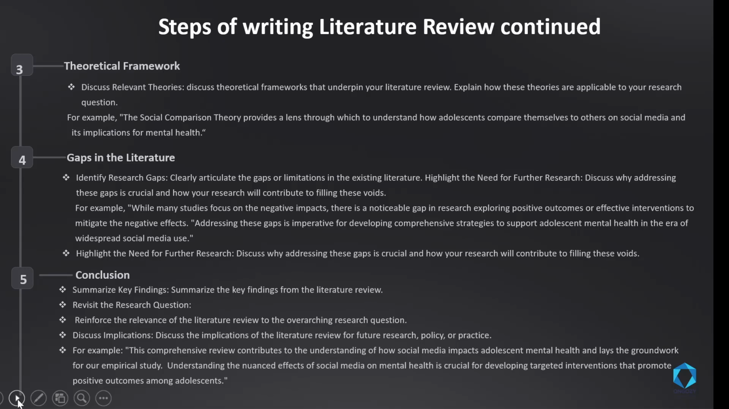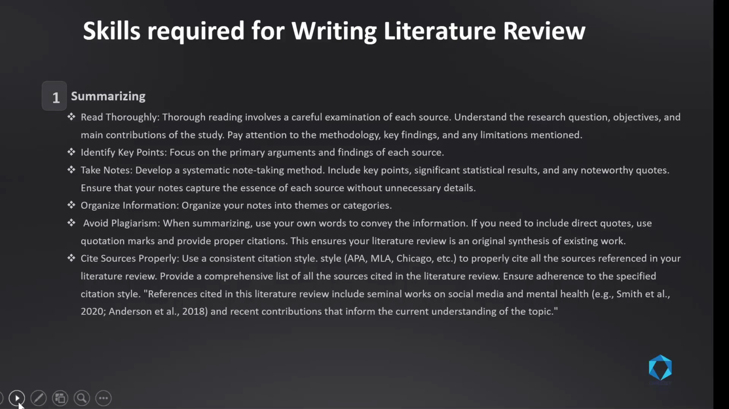For example, you can say, this comprehensive review contributes to the understanding of how social media impacts adolescent mental health and lays the groundwork for empirical study. Understanding the nuanced effects of social media on mental health is crucial for developing targeted interventions that promote positive outcomes among adolescents. You need to develop 3 skills.